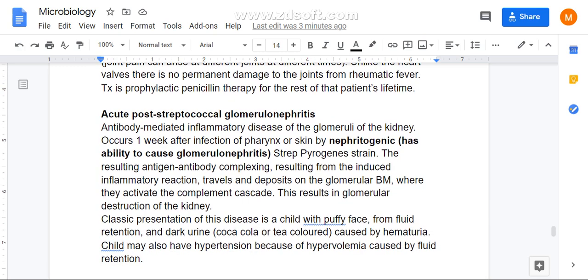So the classic presentation that you'll see in clinic with somebody with this disease will be a kid with a puffy face, and it looks like it has some fluid retention, and dark colored urine. It's said to be Coca-Cola or tea colored, and it's because of hematuria, right? Because the basement membrane is damaged, so it can't keep out red blood cells, and this patient will end up peeing out blood. The child may also develop hypertension because of hypervolemia caused by fluid retention.